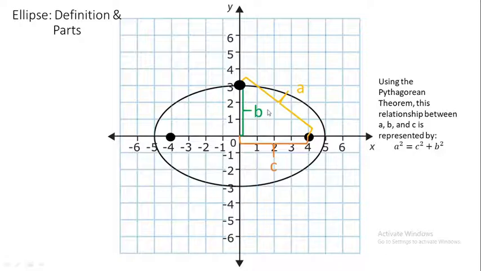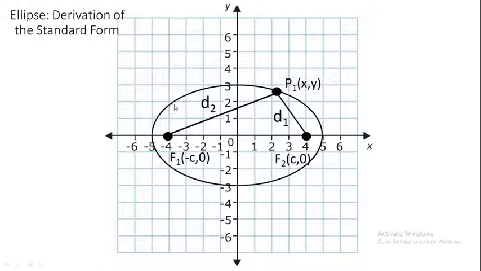If we rearrange a, b, c into a right triangle formation, using the Pythagorean theorem, this relationship can be represented by a squared is equal to c squared plus b squared because it forms a right triangle. Let us proceed to the derivation of the standard form.